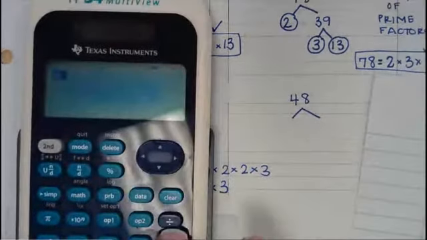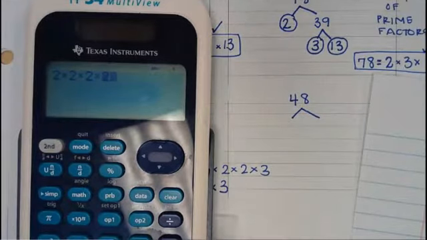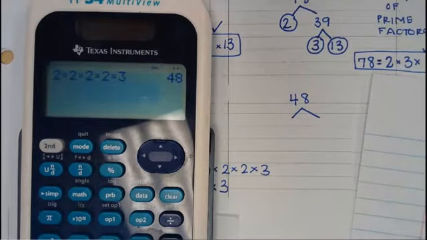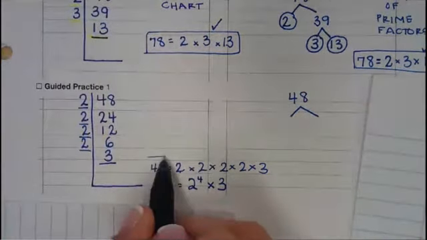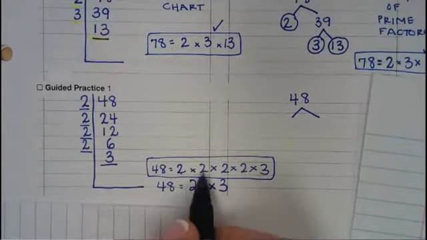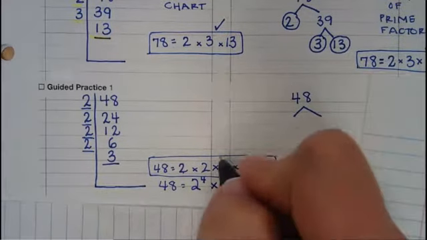So it would be 2 times 2 times 2 times 2 times 3. And I get 48. So it does check. 48 as a product of its prime factors is 2 times 2 times 2 times 2 times 3.